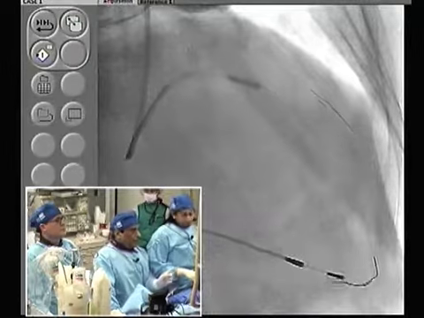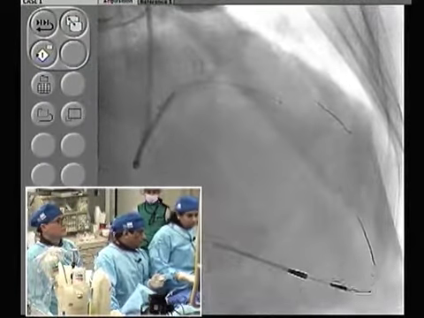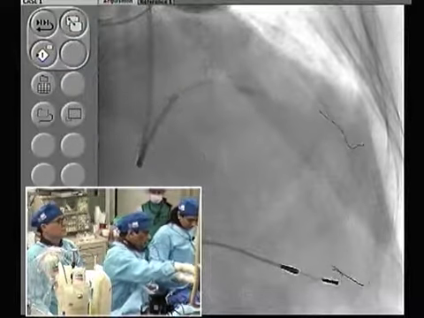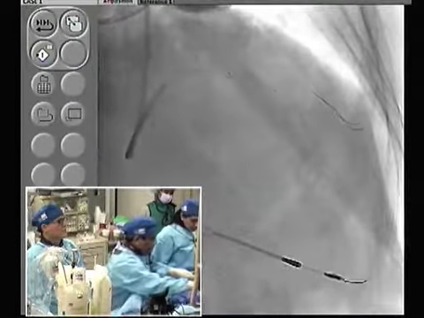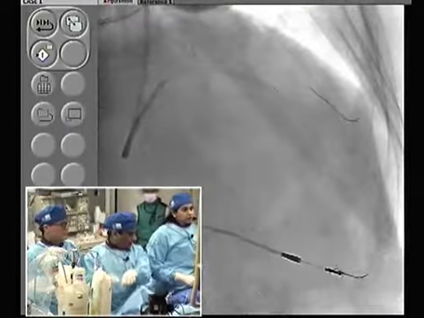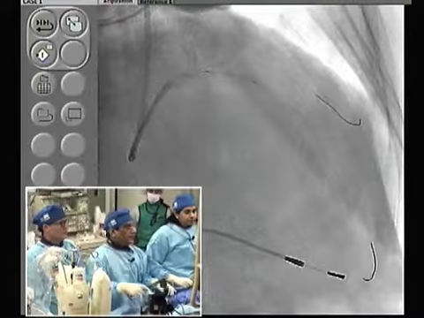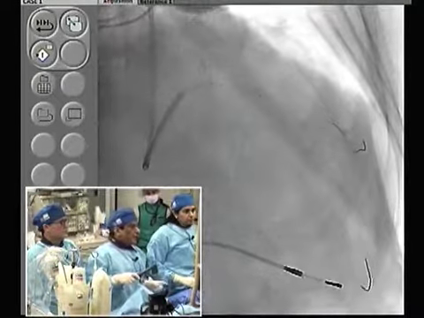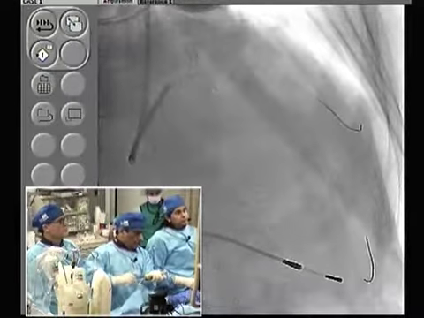Now we can remove the rotawire. Actually, we don't need the rotawire there. It has opened nicely. The rotawire has done its job, and we don't need it for delivery, but we will keep it for the RCA. Now you bring it back, do it at the level, and see the wire we have protected the diagonal, and the diagonal will require a cutting balloon.